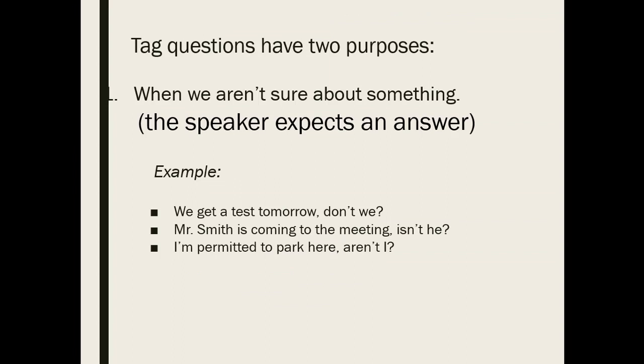Now, tag questions have two purposes. When we aren't sure about something, the speaker expects an answer. For example, we get a test tomorrow, don't we? So the first part is the positive, we get, don't we? Mrs. Smith is coming to the meeting, isn't he? I'm permitted to park here, aren't I? Not I am, aren't I? This is an exception. I am permitted to park here, aren't I? So the speaker expects an answer. Okay?